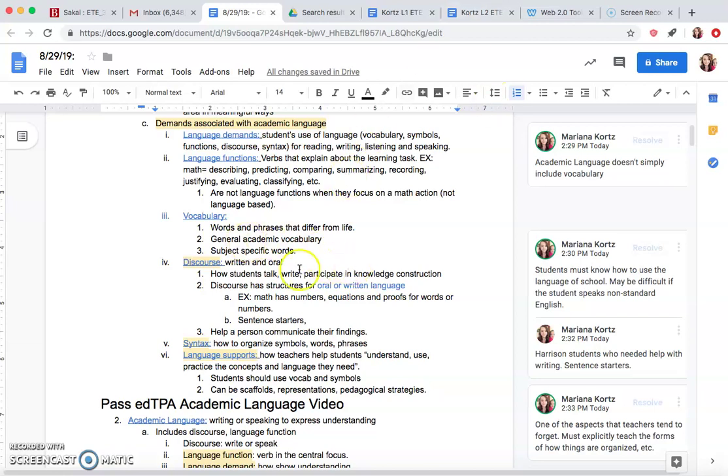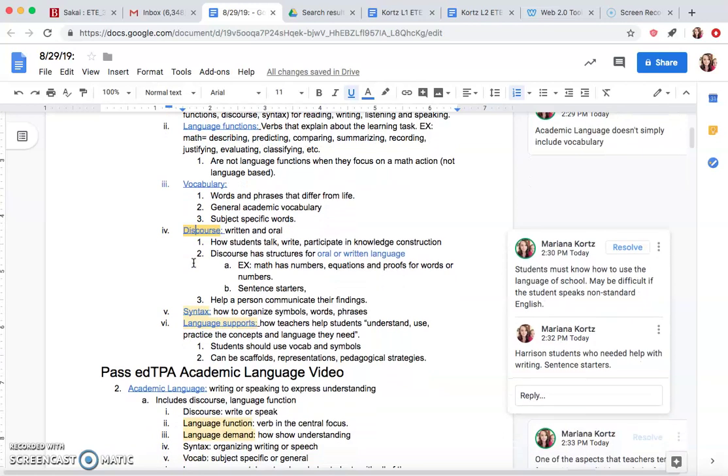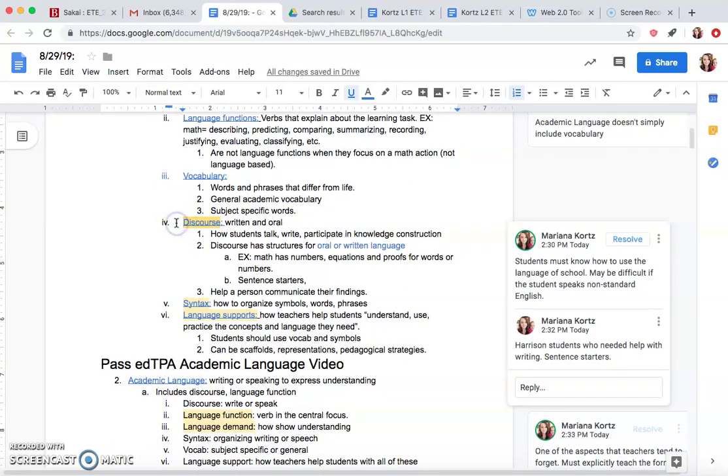The first one that I will highlight is discourse. Discourse is written and oral. And the important thing with discourse is that students must know how to use the language of school. Oftentimes you have a student who comes from a family who speaks non-standard English. Maybe they spell words differently than their classmates. And as a teacher, we must decide how to support those students in our classroom. And that is through explicit lessons teaching academic language. And that is the part of that is discourse is written and oral.